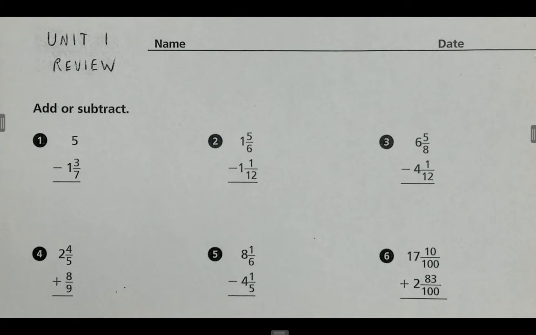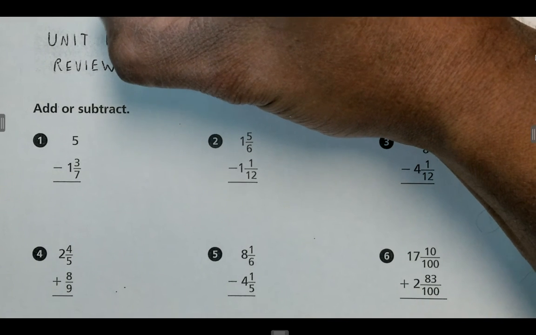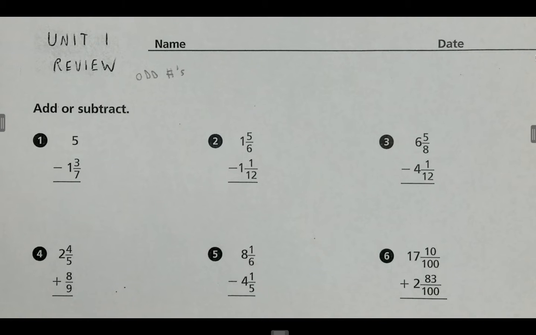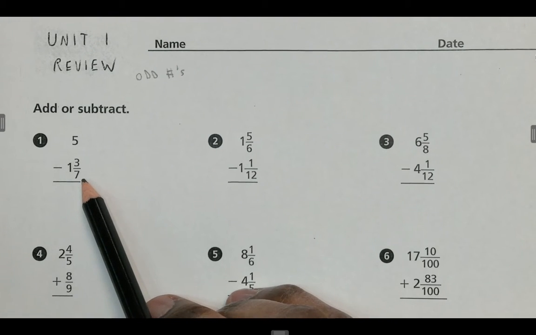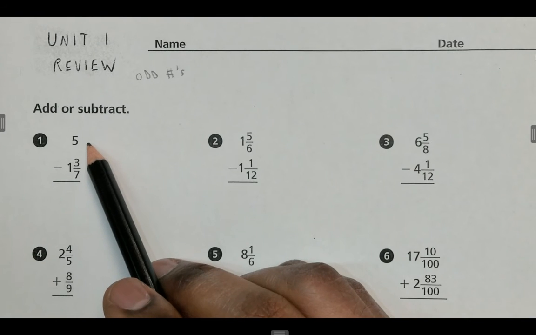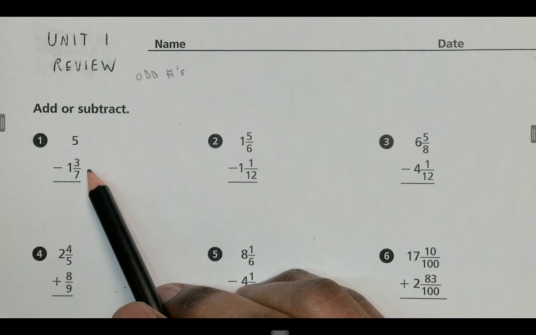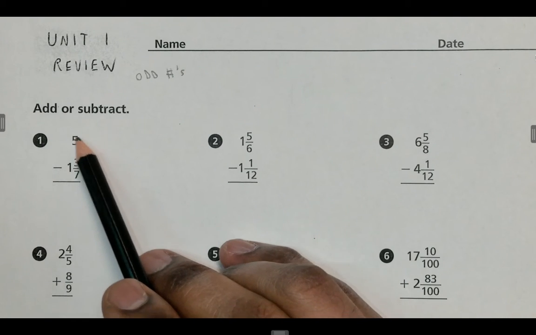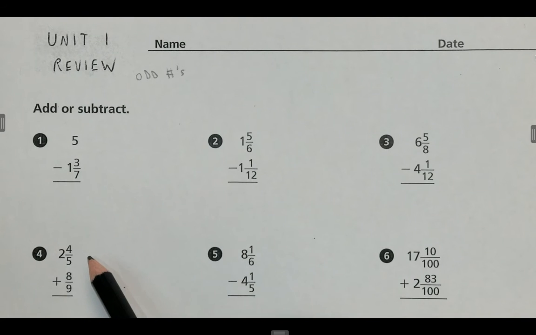Let's get started. We're going to focus on the word problems. And let's begin with number 1. 5 minus 1 3/7. Well, right off the bat, you notice, this is interesting. I've got a whole number, and then I've got a mixed number. What's the deal? Well, we are going to have to rewrite this whole number as a mixed number. And one way we can do that is by borrowing from the whole.